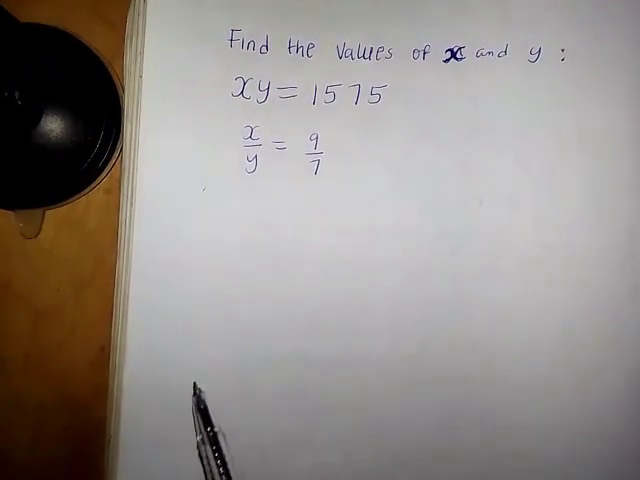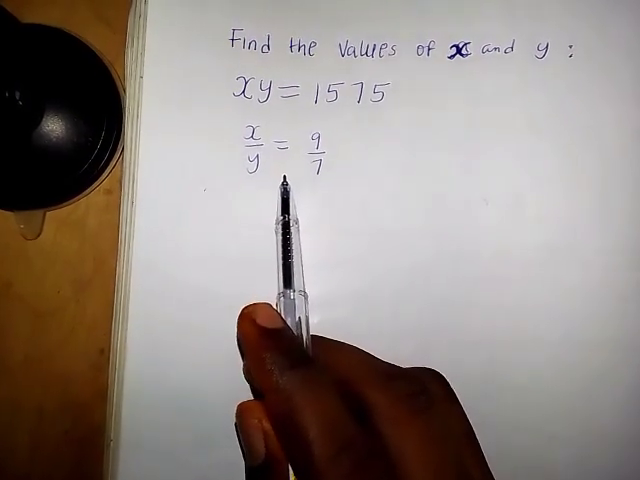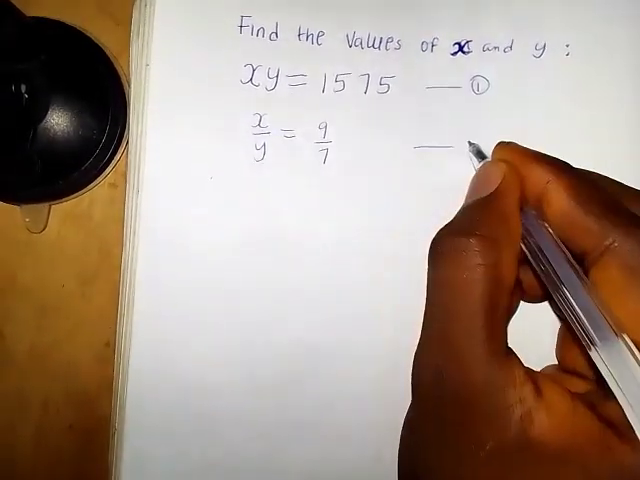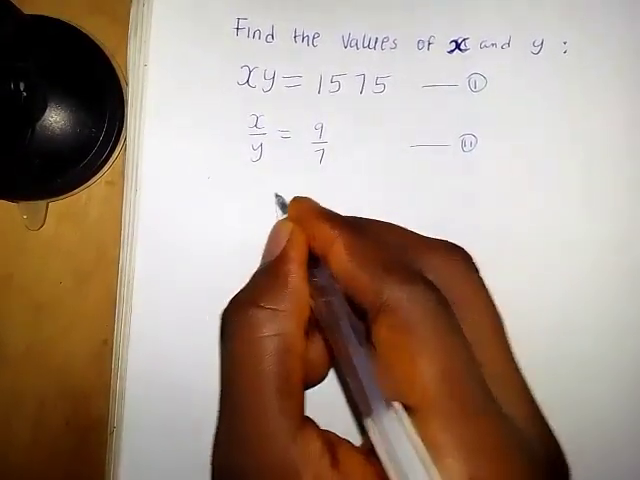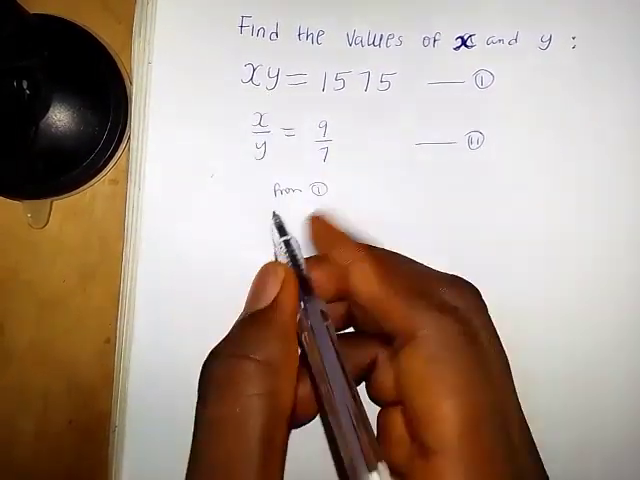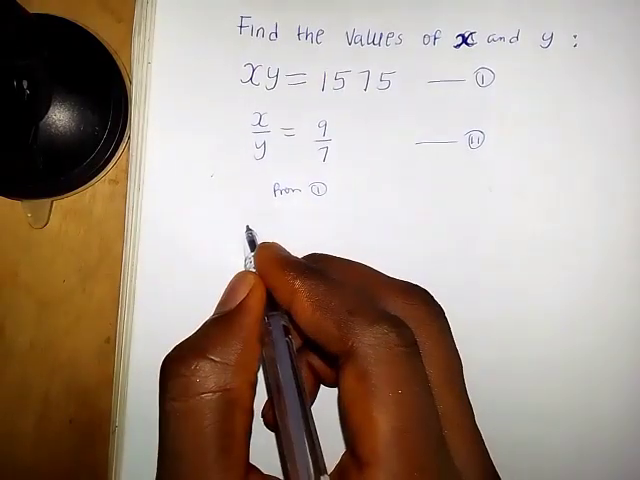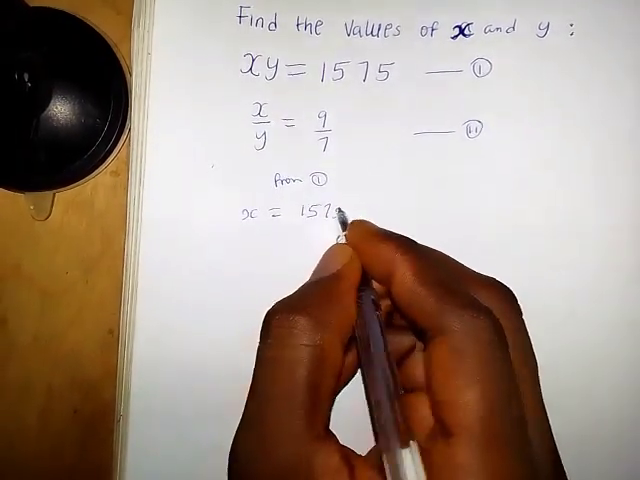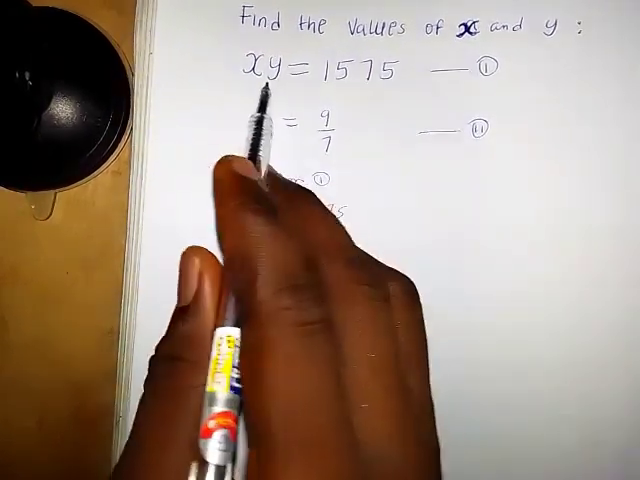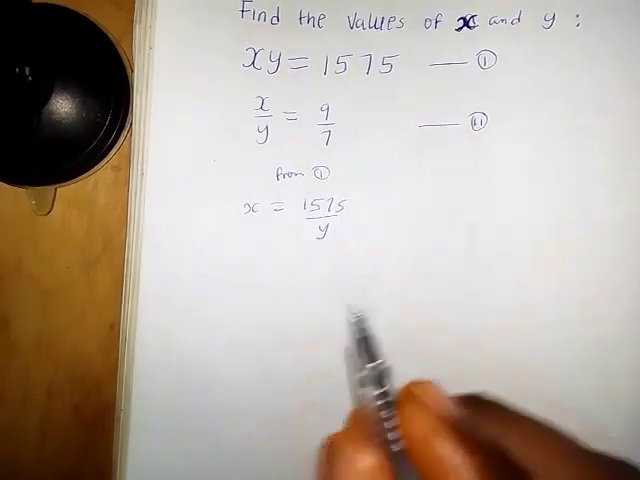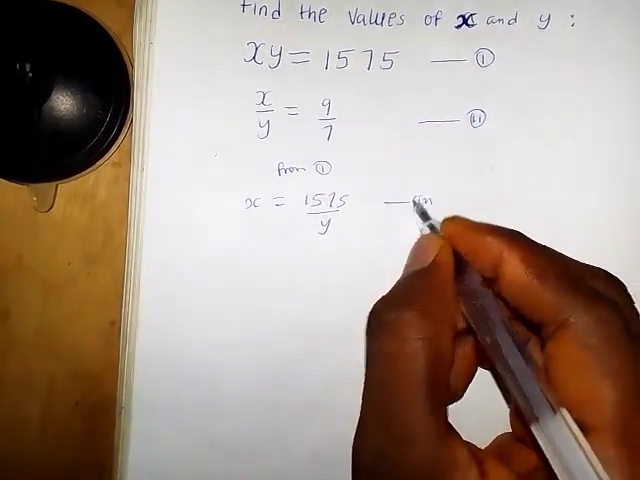Find the value of x and y from this equation. So let's call this equation 1 and this equation 2. From equation 1, let's make x the subject of the formula. So we have x equals 1575 over y, by dividing both sides by y on equation 1. Let's call this equation 3.